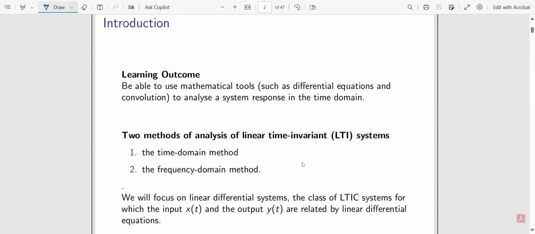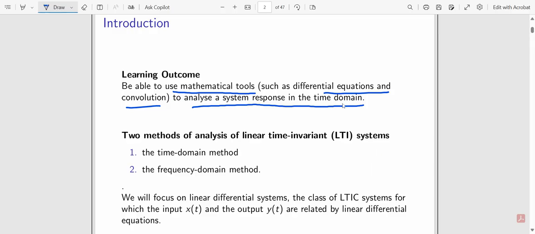Hello. Today we will learn about how to analyze a system response in the time domain. You will be able to use mathematical tools such as differential equations and convolution when you want to analyze a system response, especially in the time domain.